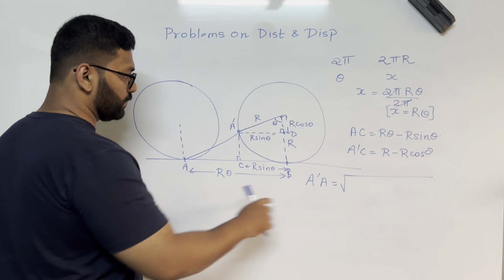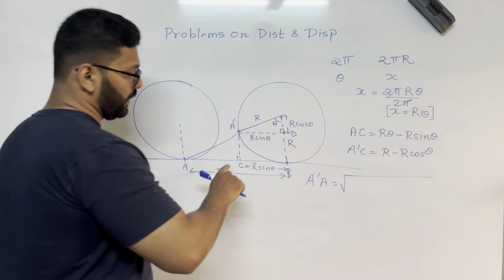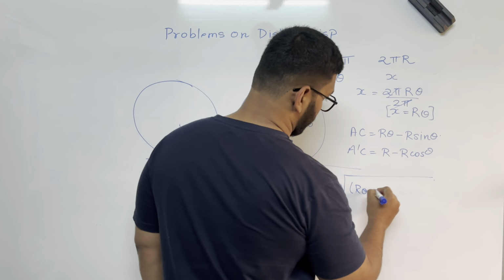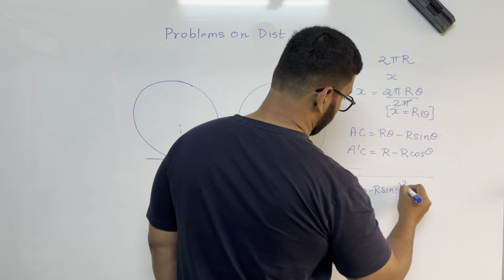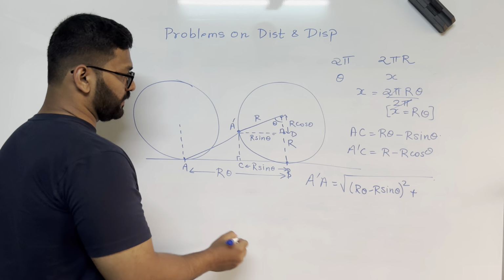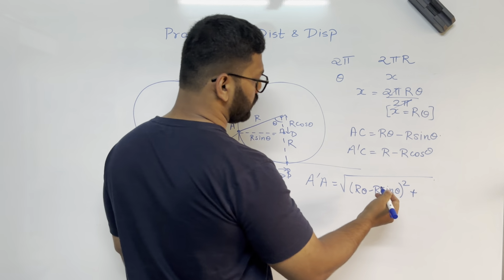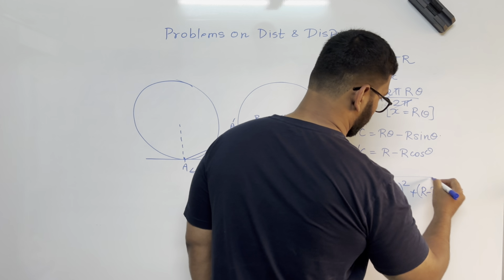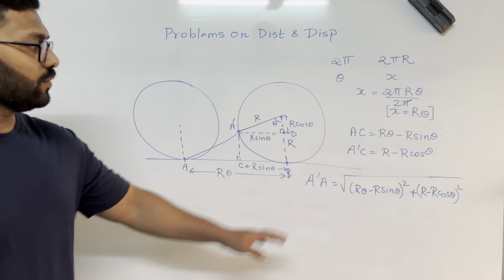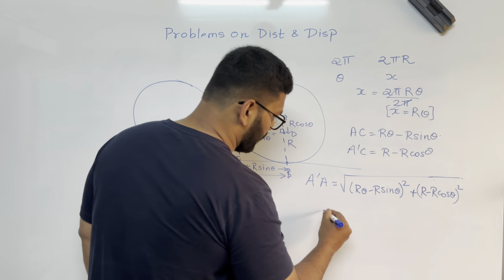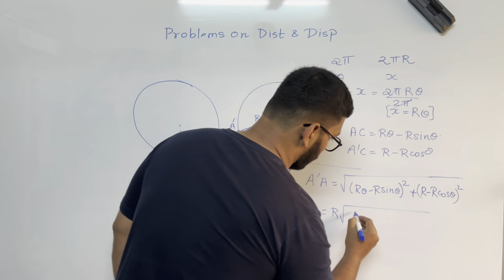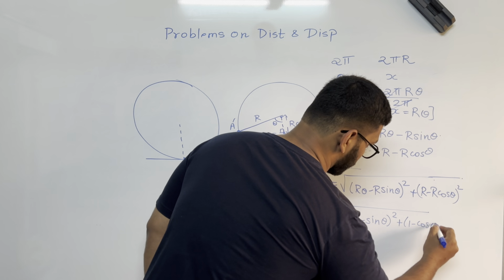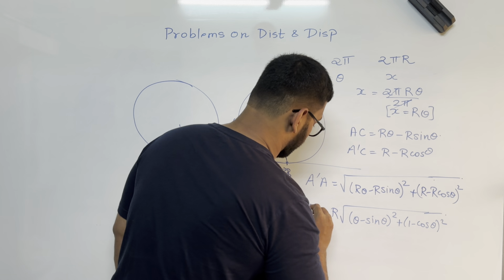A dash A is equal to square root of AC square plus A dash C square. AC square is of course R theta minus R sin theta whole square, plus A dash C square. What is A dash C square? A dash C is R minus R cos theta, so R minus R cos theta whole square. Right? So you just put your values. See, R I can take out. So it is going to be R times square root of theta minus sin theta whole square plus 1 minus cos theta whole square. Right? Now this is your displacement.